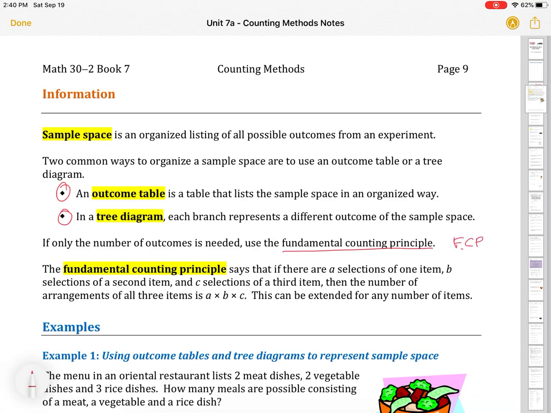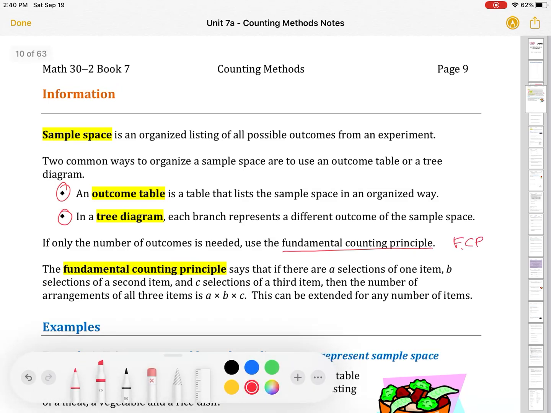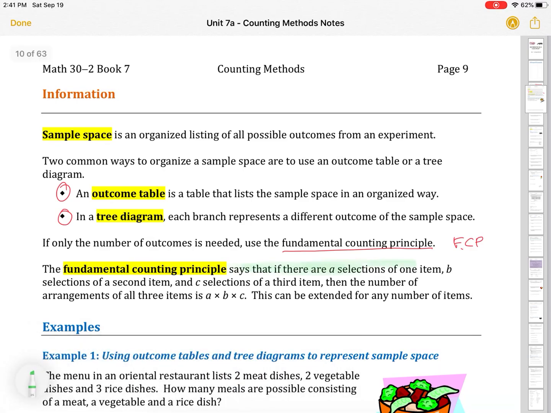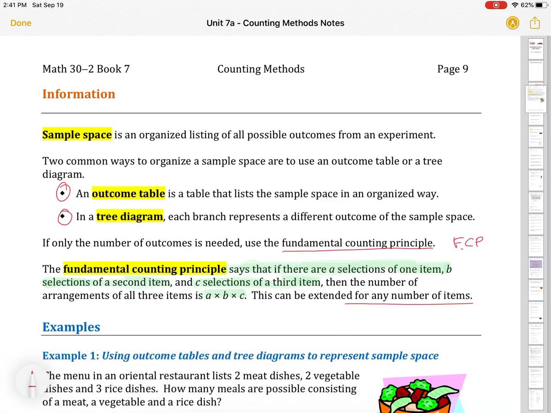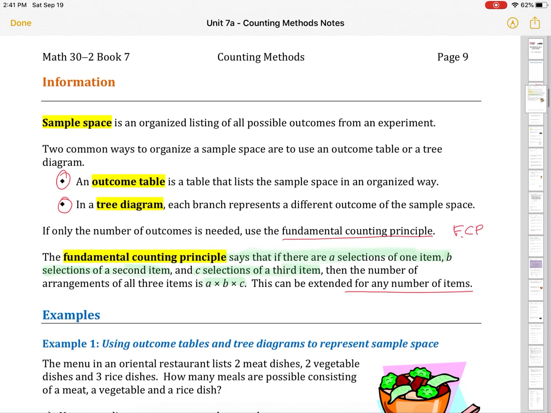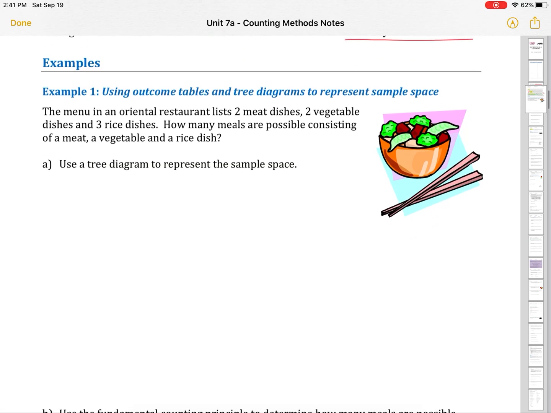If only the number of outcomes is needed, we can also use the fundamental counting principle, FCP. Now, the fundamental counting principle says that if there are A selections of one item, B selections of a second item, and C selections of a third item, then the number of arrangements of all three items is A times B times C. So we're just basically multiplying, and this can be extended for any number of items. Okay, very neat strategy.